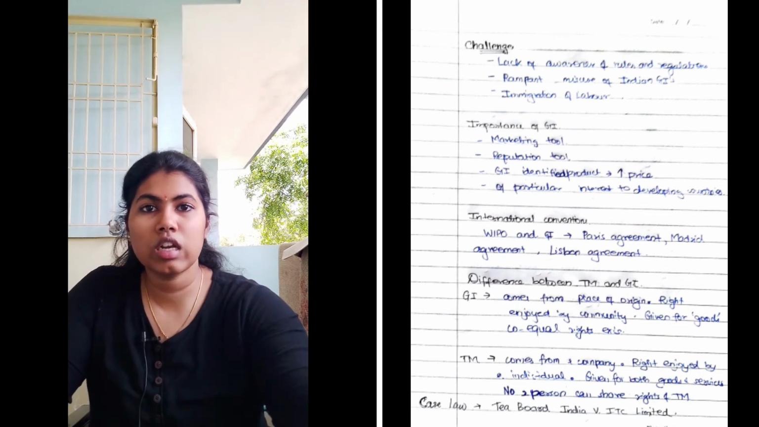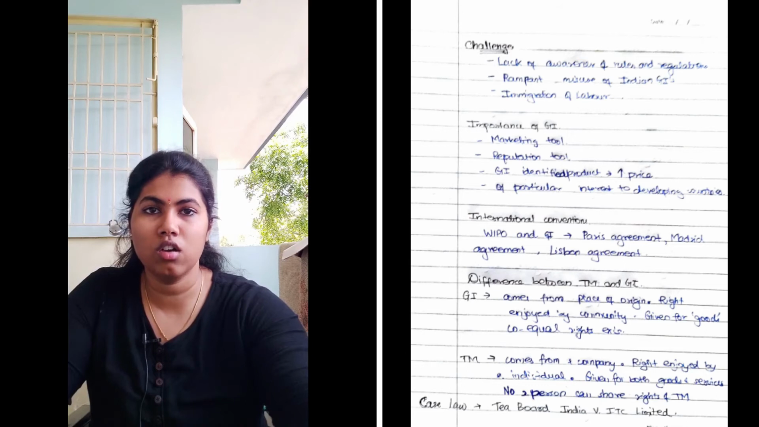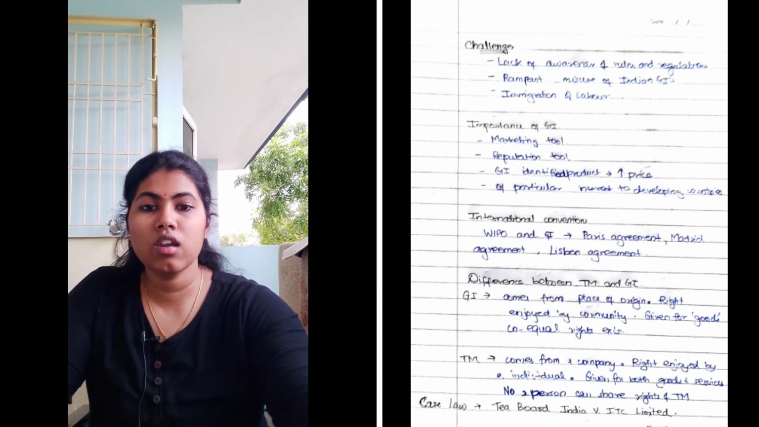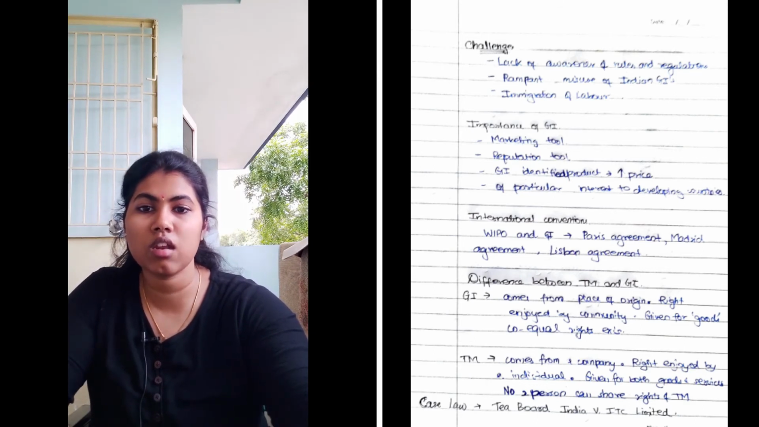So there are certain international conventions relating to GI. WIPO, the World Intellectual Property Organization, is the organization that is responsible for geographical indication, that kind of intellectual property. And the agreements signed for GI are the Paris Agreement, Madrid Agreement and Lisbon Agreement. There are three agreements that are signed for geographical indication.